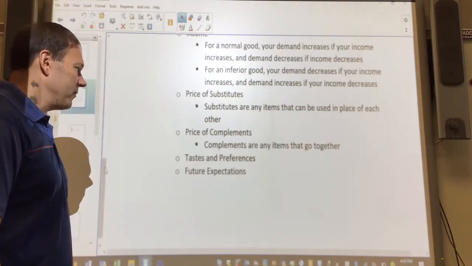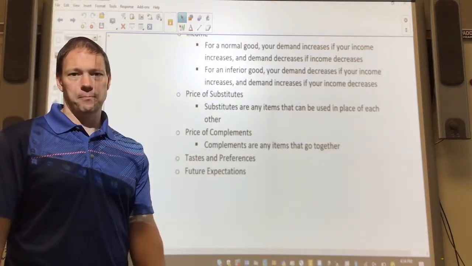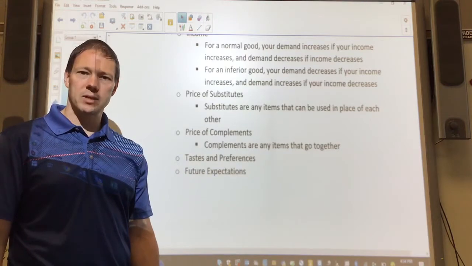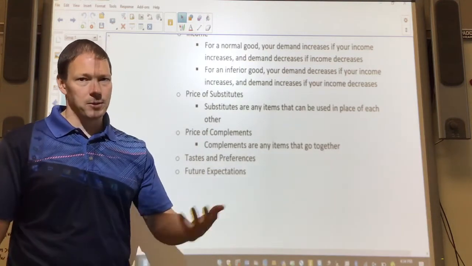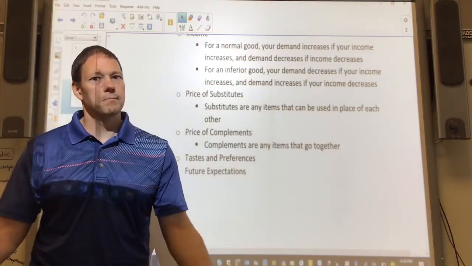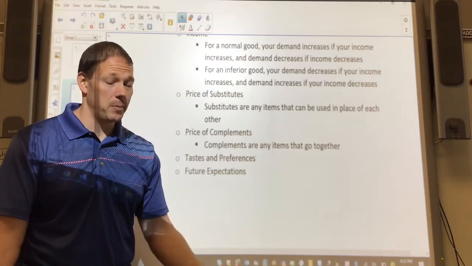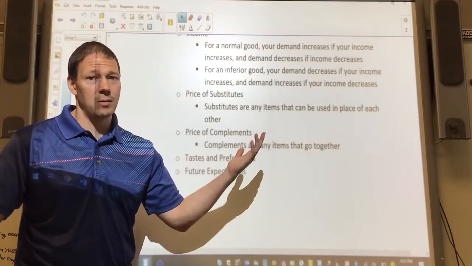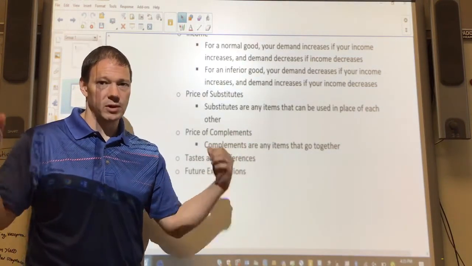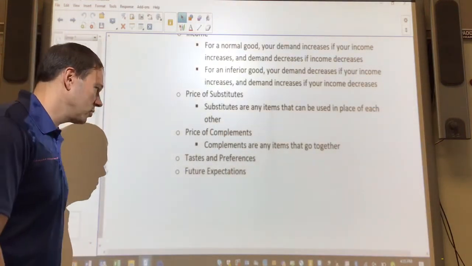Of course, tastes and preferences and future expectations. There's no hard and fast rule here. It's just whatever the situation dictates, right? So taste, and if something becomes more popular or less popular, obviously it affects demand. And if people think something's going to happen in the future, think about toilet paper, right? All of a sudden there's this huge increase in the demand for toilet paper because why? People just think they're not going to be able to get toilet paper for some reason. Coronavirus kills toilet paper. So everyone goes out and gets toilet paper because of future expectations, right?